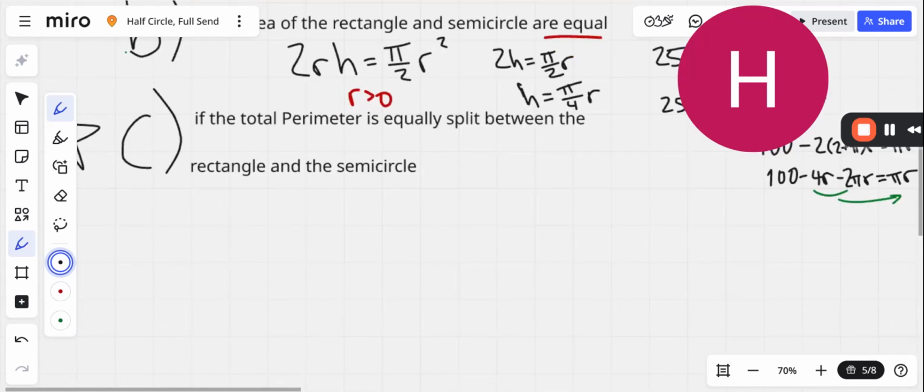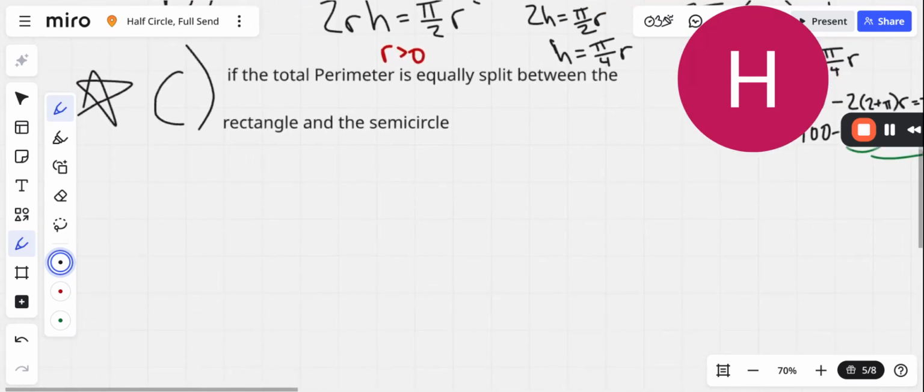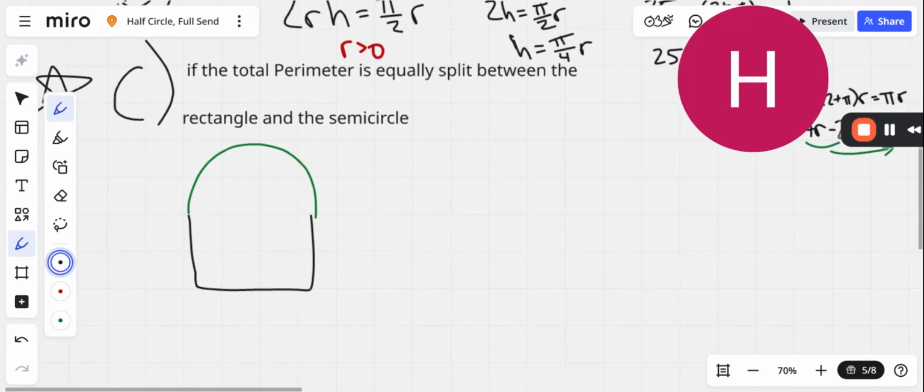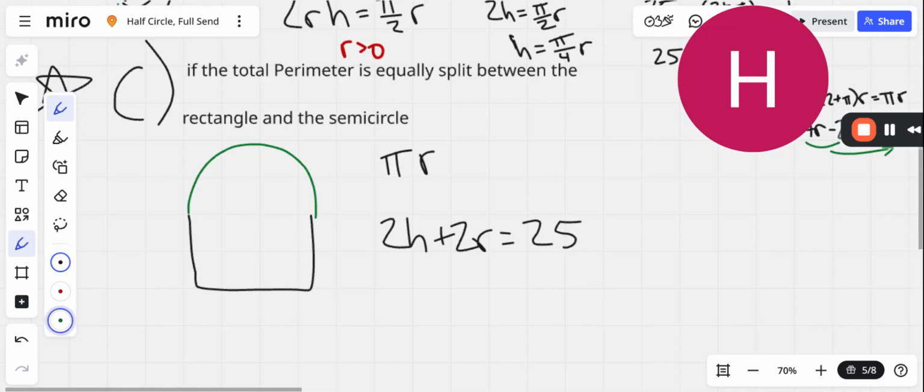It's telling us the total perimeter is equally split between the rectangle and the semicircle. So this portion and this portion have the exact same length, which means 2h plus 2r equals 25, and pi r, which is half of the semicircle, because this is not a full circle, it's just half a circle, is also equal to 25.